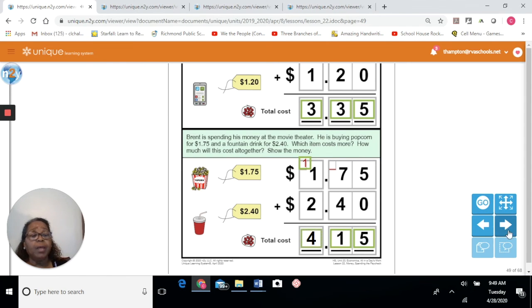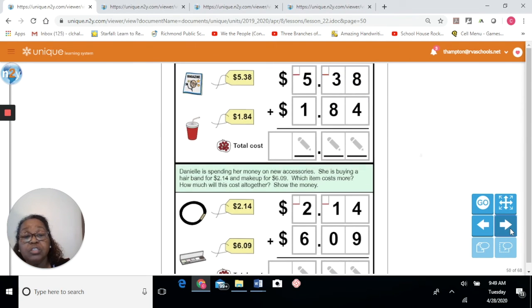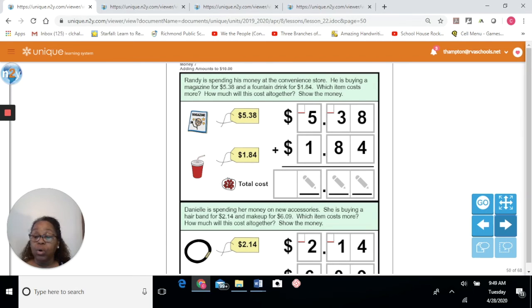So this time, I'm going to see if I can test you. This is going to be your test, okay? We're going to use counting on to get our answer, and we're going to regroup if necessary. You'll be telling me where you're going to put the numbers, okay? So it says Randy is spending his money at the convenience store. He is buying a magazine for $5.38 and a fountain drink for $1.84.